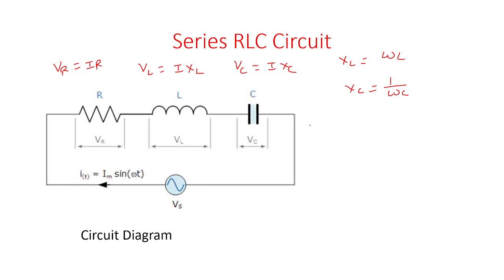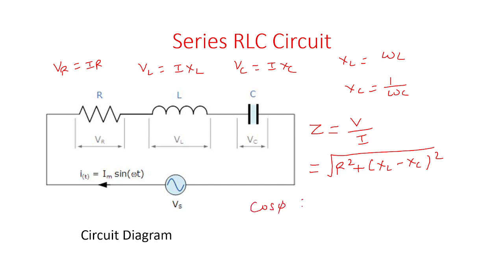The impedance can be calculated by V divided by I, if we know the current and the voltages, or by using the square root of R square plus XL minus XC whole square. The power factor, that is cos phi, can be calculated by R divided by Z. We have already seen a problem based on these formulas in the previous video.